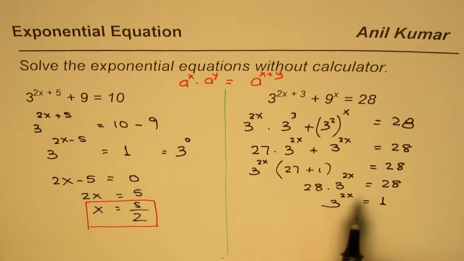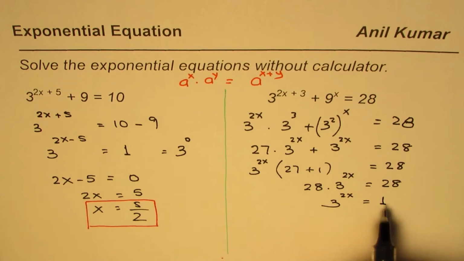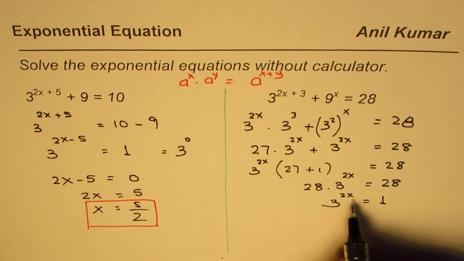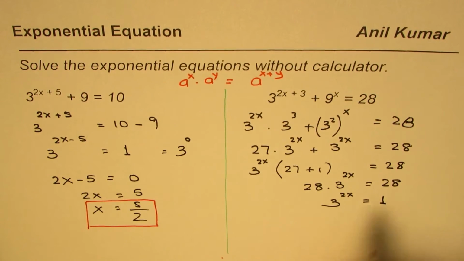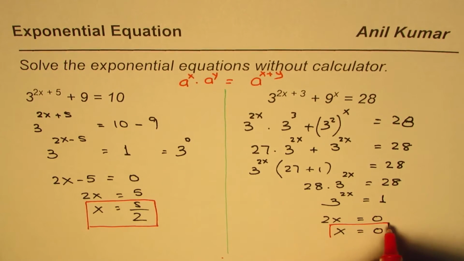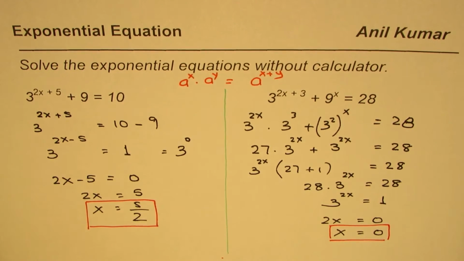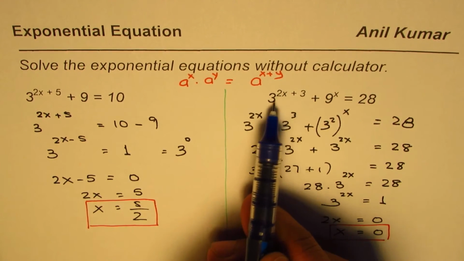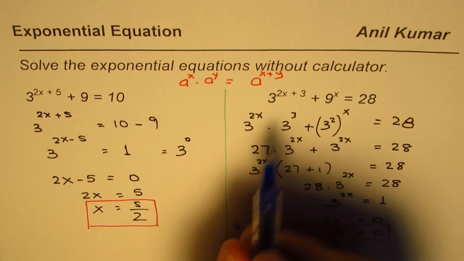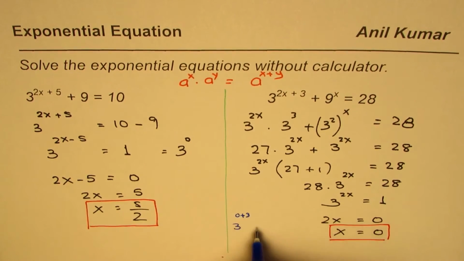So as we did here, that really means that 2x should be 0, because anything to the power of 0 is 1, right? So we have 2x equals 0, and that means x equals 0. So in this particular case, the solution is x equals 0. So let's try it out whether it really works. If I put 0 here, what do I get? I get 3 to the power of 0 plus 3, right? 0 plus 3, plus 9 to the power of 0. That is 3 to the power of 3, which is 27. 9 to the power of 0 is 1, and that is indeed 28.